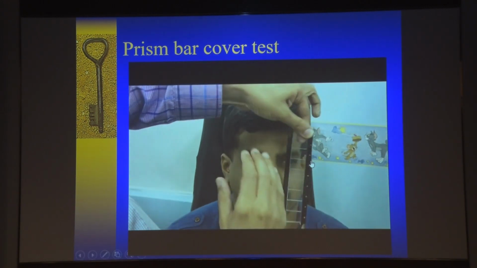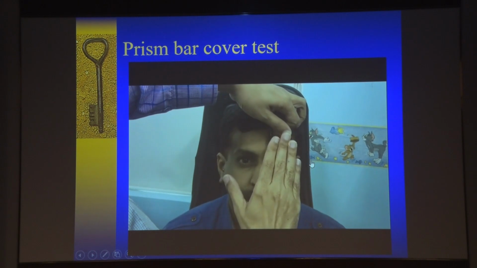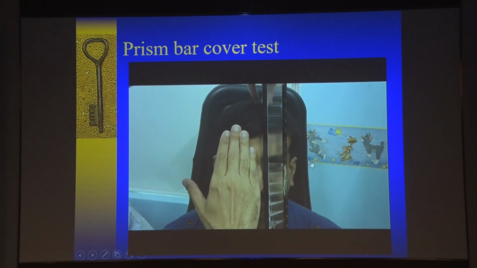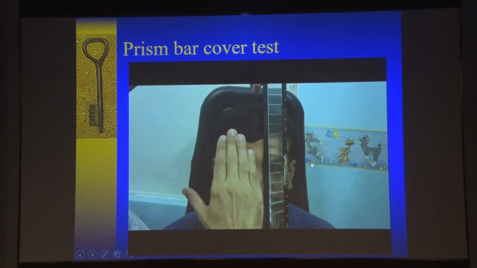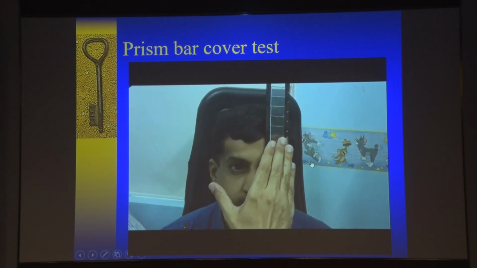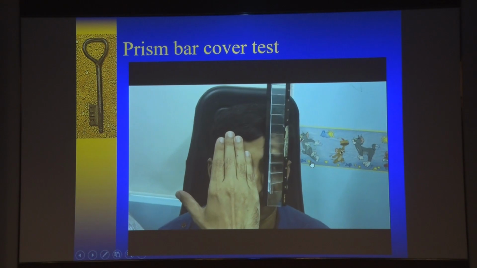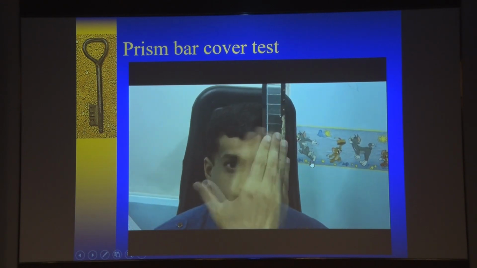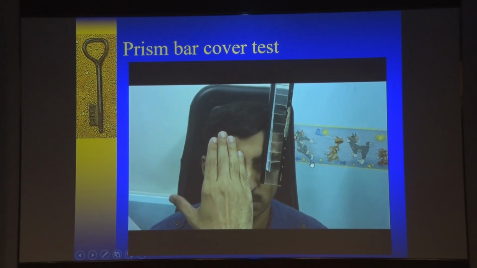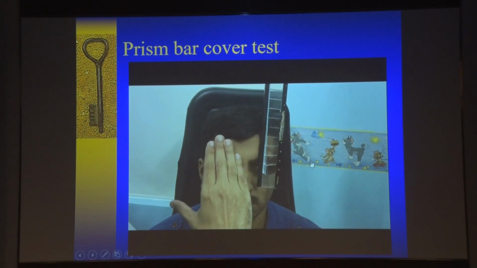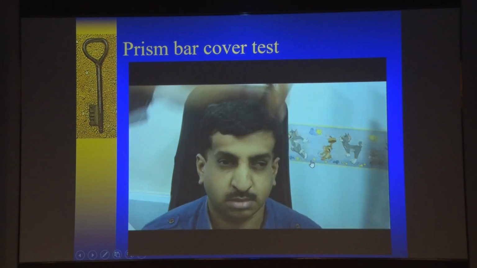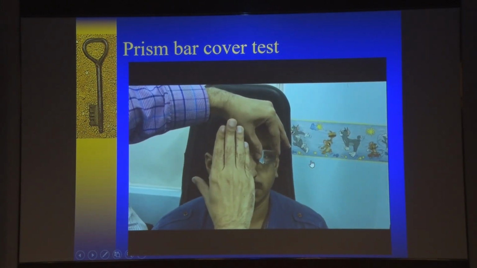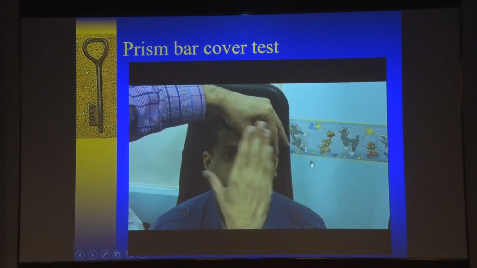Okay, so here we have the same patient that we saw before. We're placing the prism bar with the apex pointing towards the squint. And we keep increasing the prism, and you see there's still movement, the movement is reducing, but it's still going on. We've reached the end of the bar, which is 45 in this bar. So we say, oh God, this is not enough.